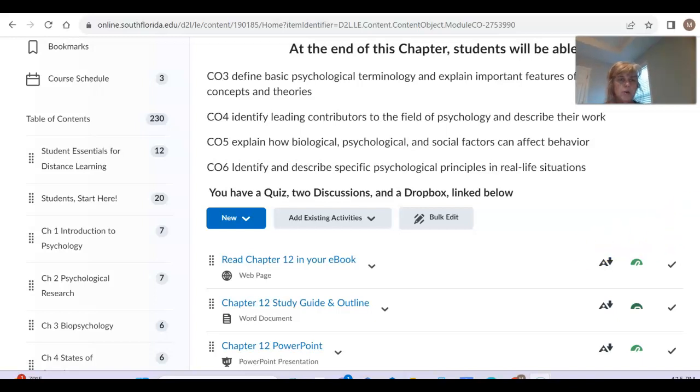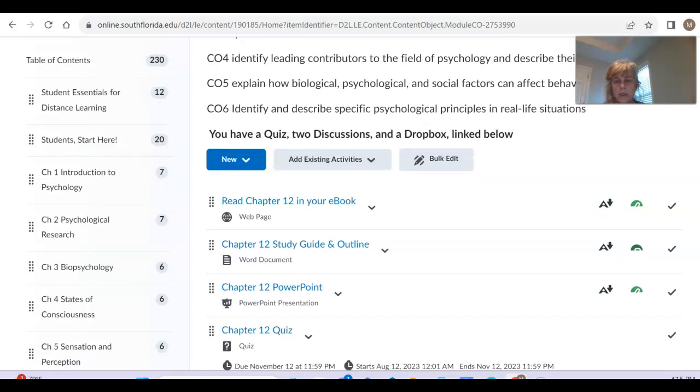This first part is just going over the assignments for you. So it's chapter 12, which is my favorite chapter, social psychology. Remember, this tells you at the end of the chapter, you will have made progress on the overall course objectives here. And this is, as I've told you, your heaviest work week. So you have your quiz, two discussions that are lengthy, and a Dropbox. So I'm going to go over those for you in this brief video. This will be part one.